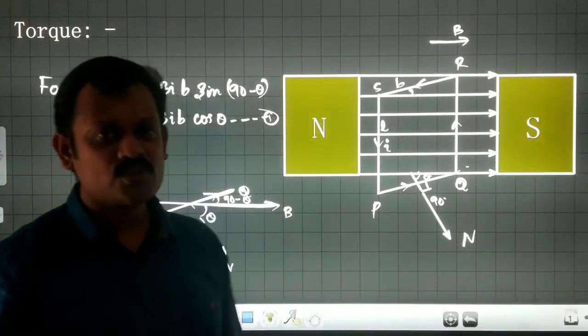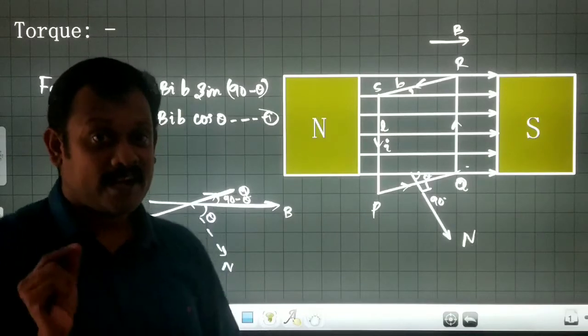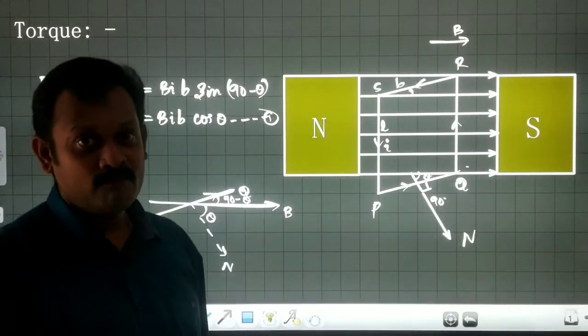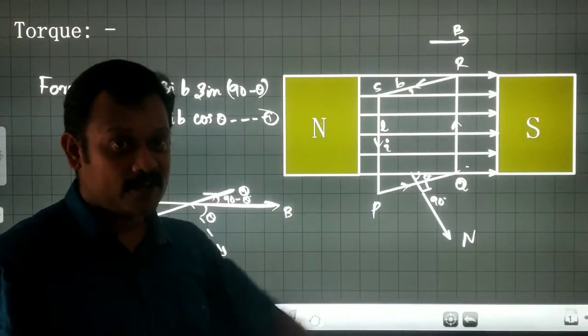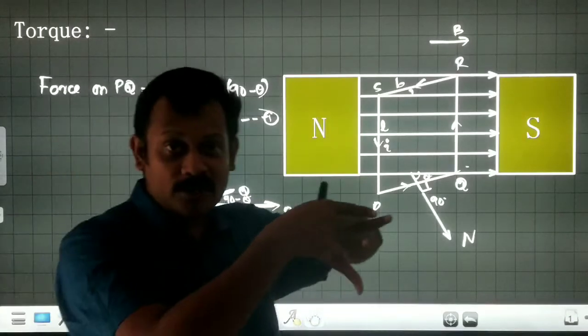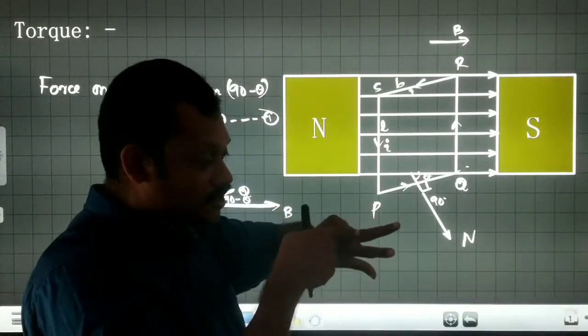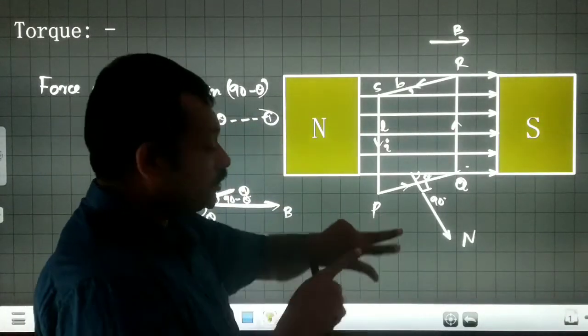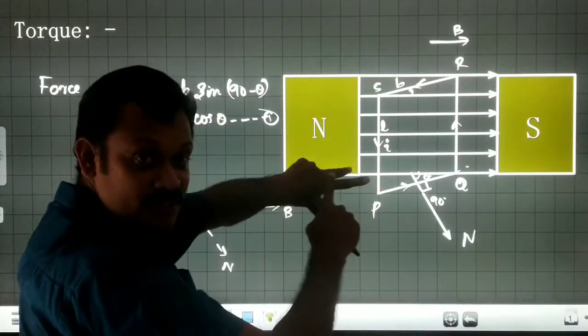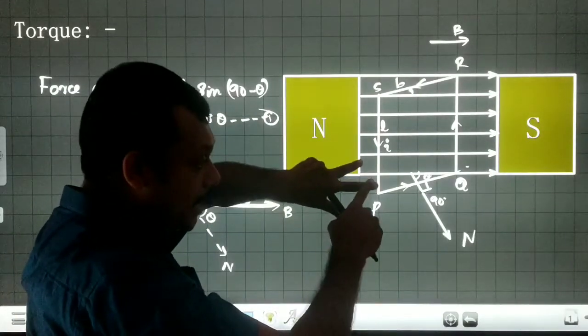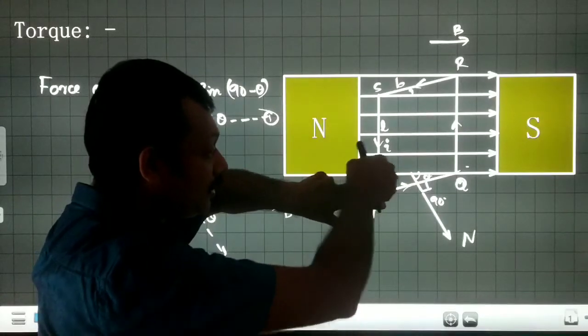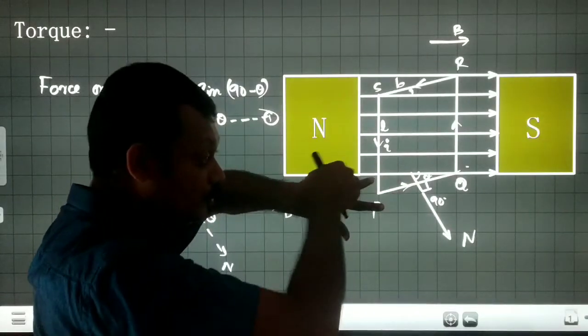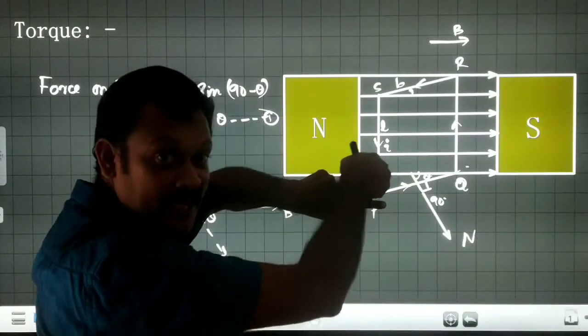Now the question comes, what is the direction of this force? It can be determined using the left hand rule. This time I am not going to keep them mutually perpendicular, but I am just considering the angle. This is the direction of the magnetic field, and this is the direction of the current element PQ.